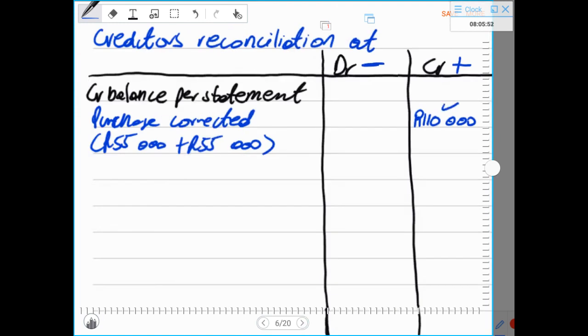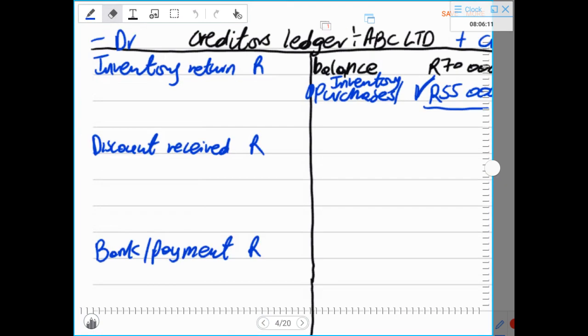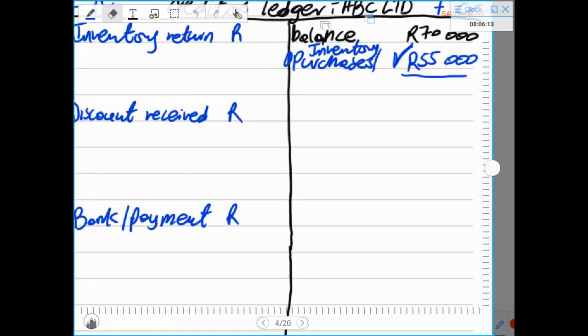Why? Because the reconciliation of creditors is recorded from the point of view of the business. Meaning, if we buy inventory, we know that our creditors are supposed to increase on the credit side. So that is why we make the correction on the credit side. And let me also explain this from a ledger account perspective. Remember, we recorded 55,000 on the right side in the ledger account.